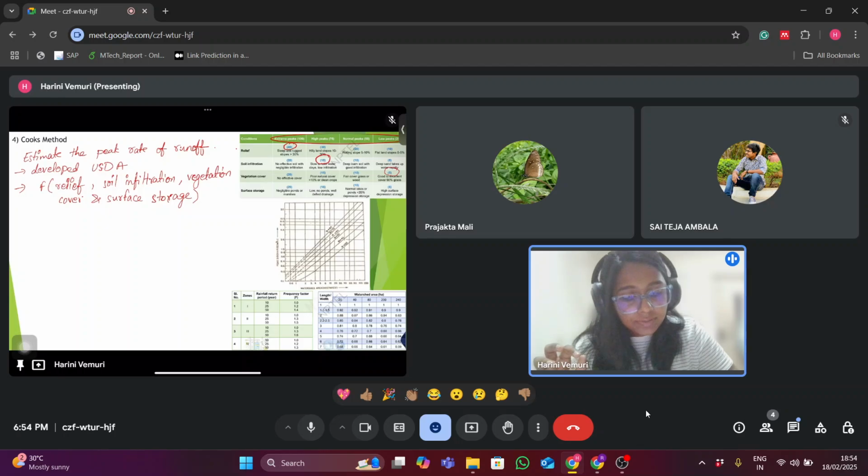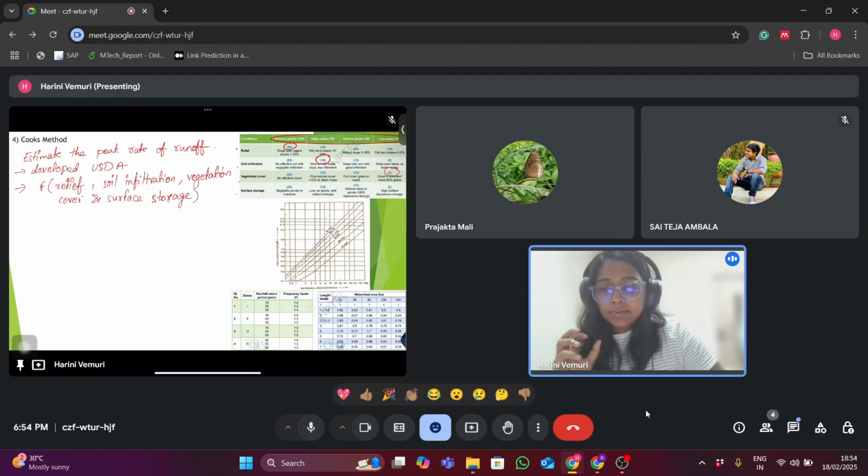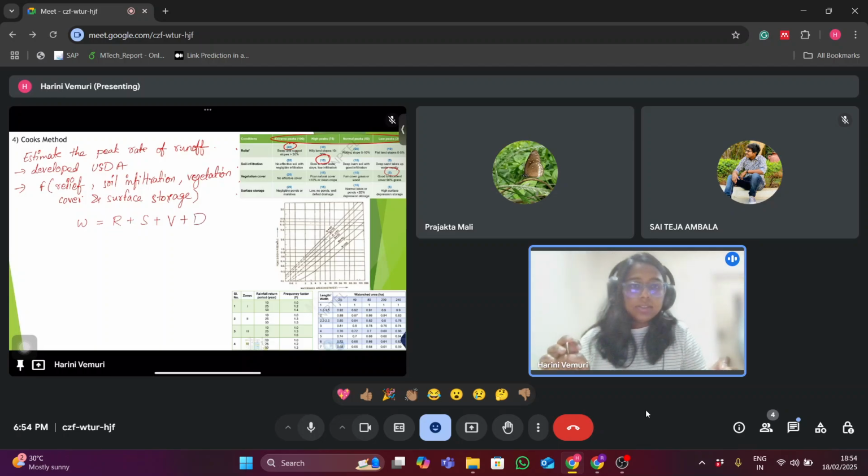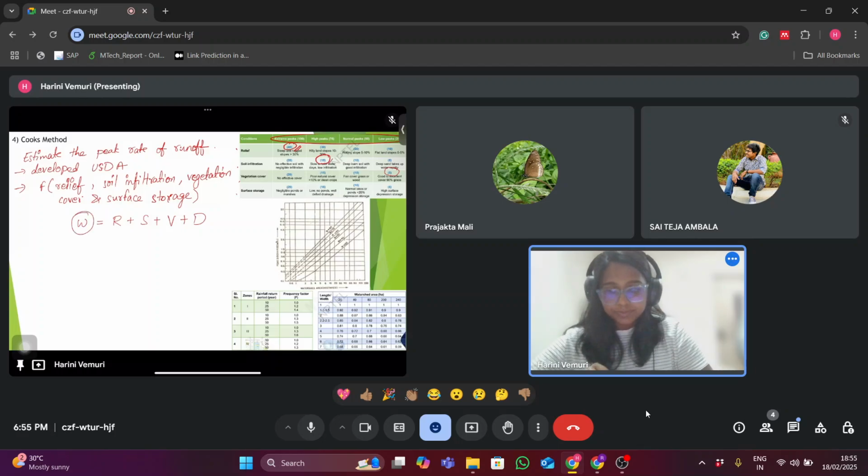Okay, for each of these watershed characteristics, we will assign some number, and once we get these numbers, we will add them to get a weight. So that weight is calculated by R plus relief plus soil infiltration plus vegetation cover plus surface storage. Okay, once we have all these values based on the watershed characteristics, we will have a weight value W.